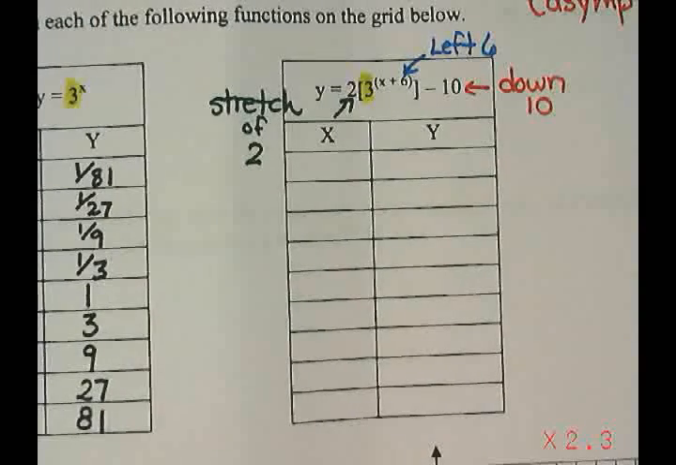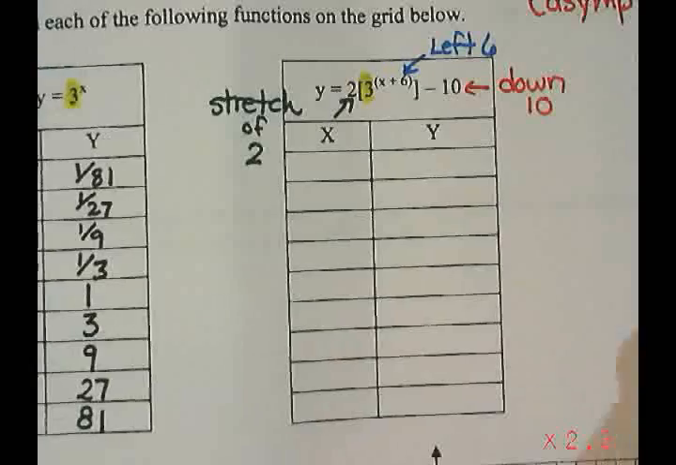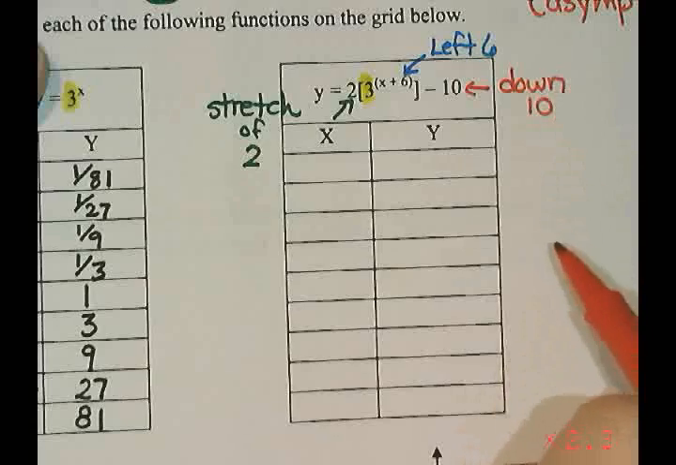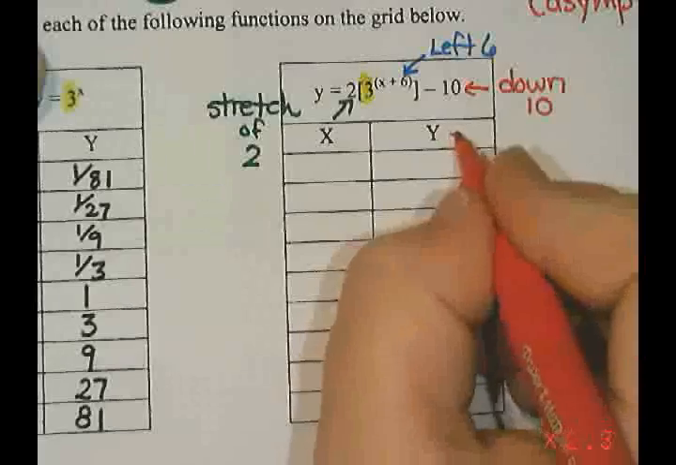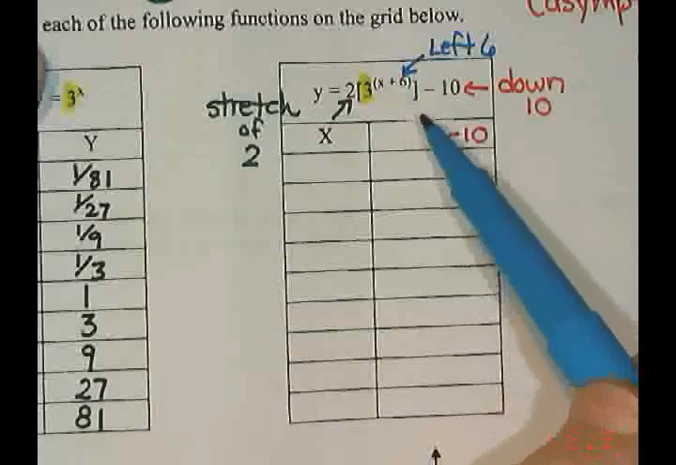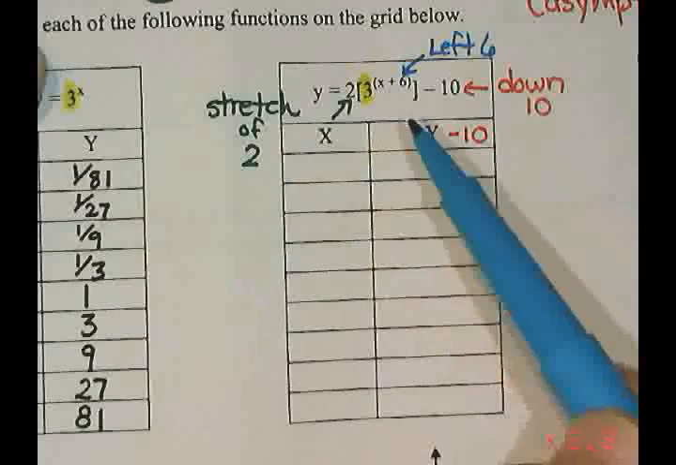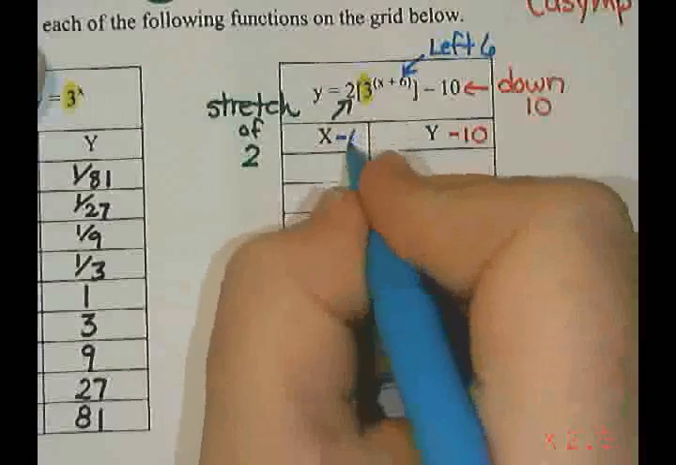So then what I want to do is figure out for each of the transformations, is it changing my x values or my y values? So I'm going to start with the down 10. The down 10 moves up and down, so vertically, which means it's going to change the y. So if I'm going down 10, I'm going to take my y and subtract 10. Now, left 6 moves side to side, so that's going to change the x. And whatever we see in the bracket is always wrong, so we always do the opposite of what we see. So a plus 6 becomes minus 6.